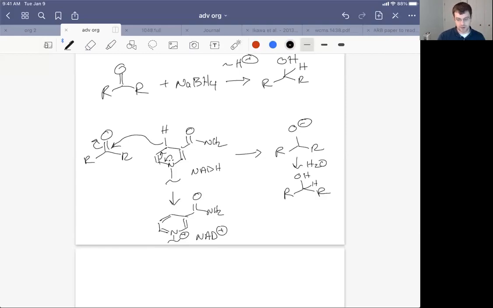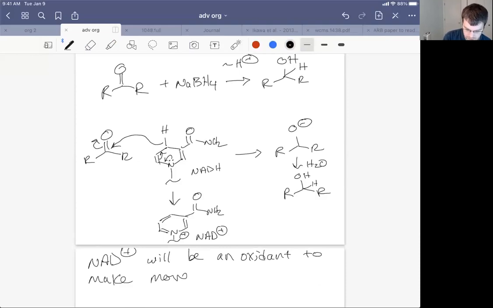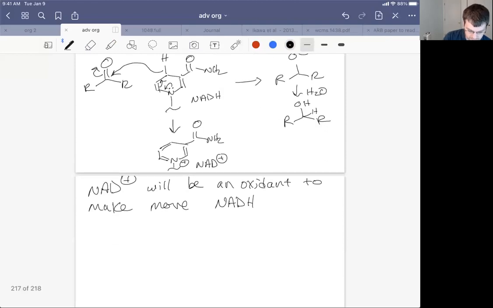So one common way is to actually allow this to be an oxidizing agent with other alcohols. So you have some sort of other alcohol around for NAD plus to oxidize. NAD plus will be an oxidant to make more NADH. So these things can kind of work back and forth.